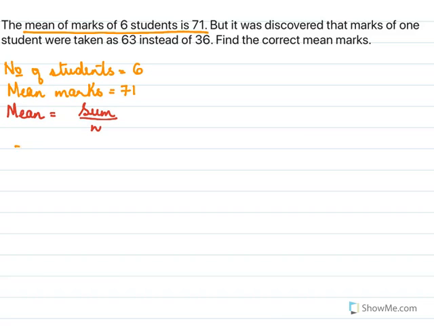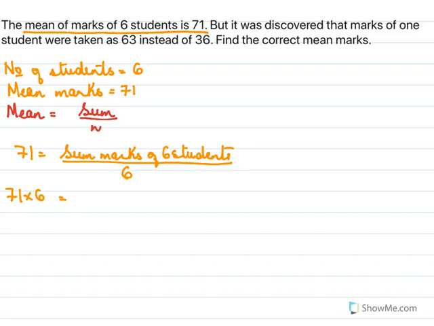Now in this case the mean is 71. The sum of marks of 6 students over number of observations. The number of students is 6. So 71 into 6 will be the sum total of 6 students. Sum of marks of 6 students, and 71 into 6 is 426, equal to the sum.